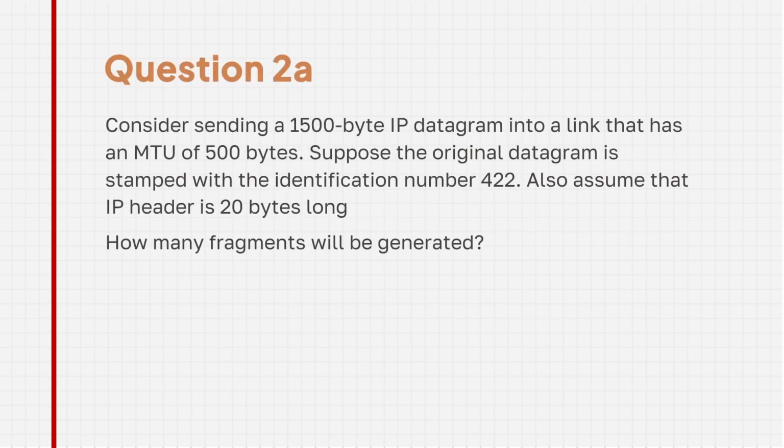Yeah, okay. Now, we move on to question 2. Consider sending a 1500 byte IP datagram into a link that has an MTU of 500 bytes. Suppose the original datagram is stamped with ID 422 and also assume that the IP header is 20 bytes long. How many fragments will be generated? Who says 3 fragments? 4 fragments? 5?